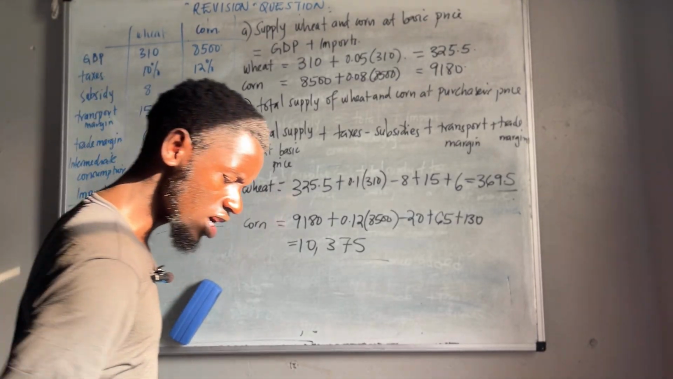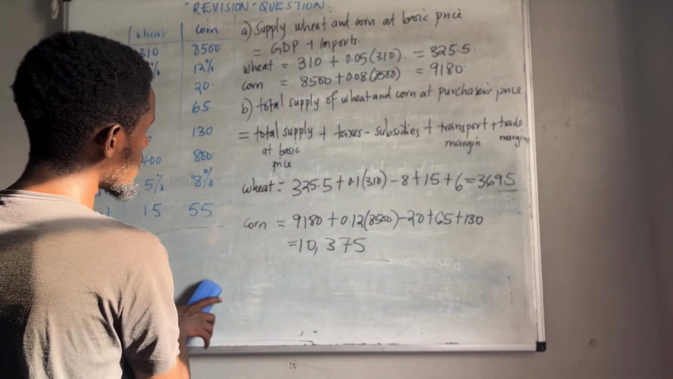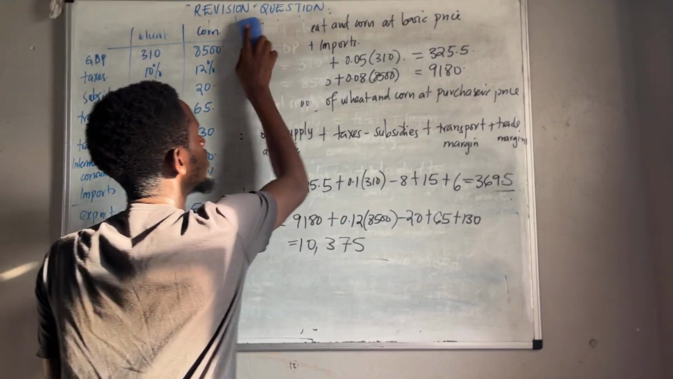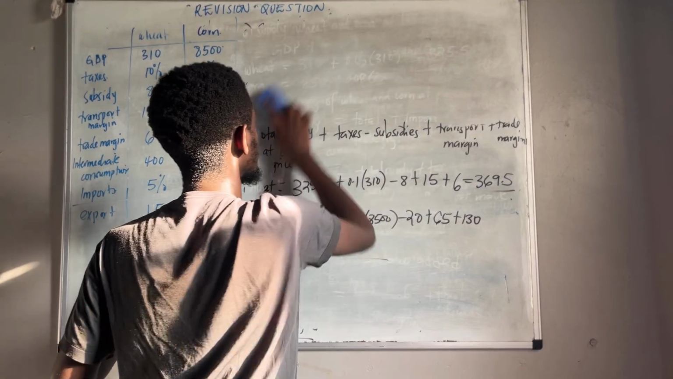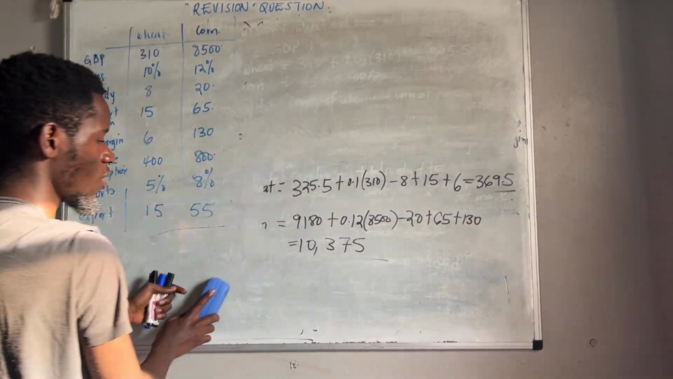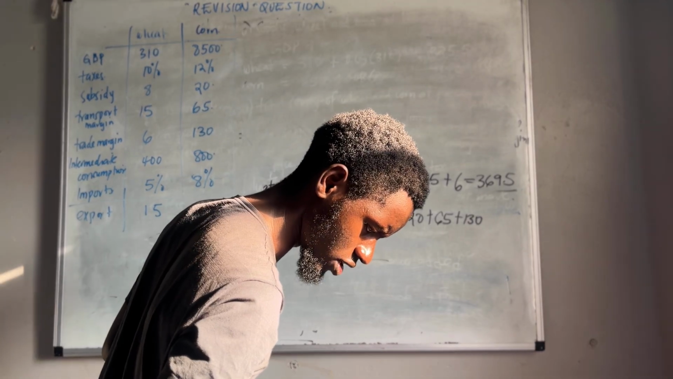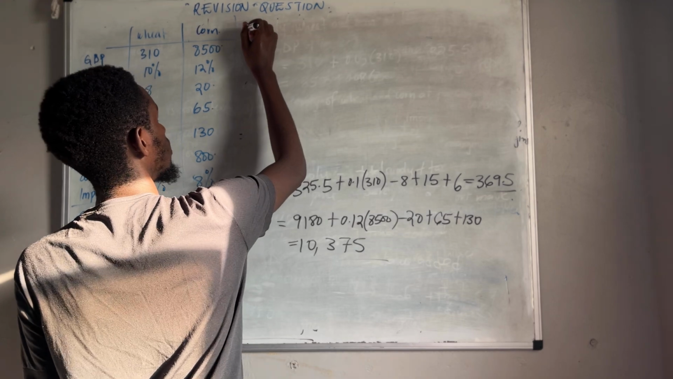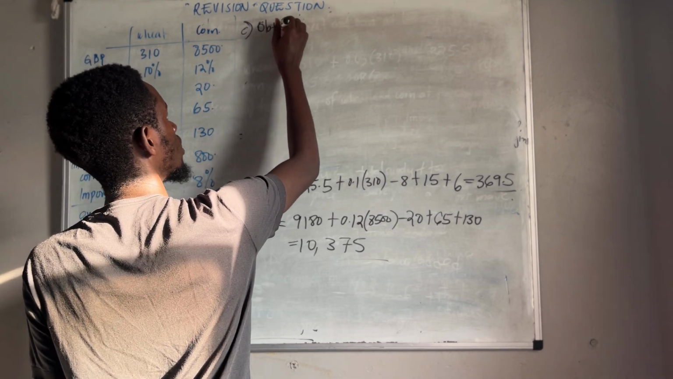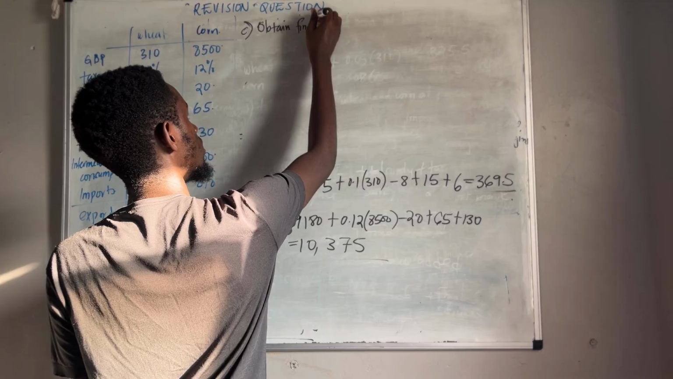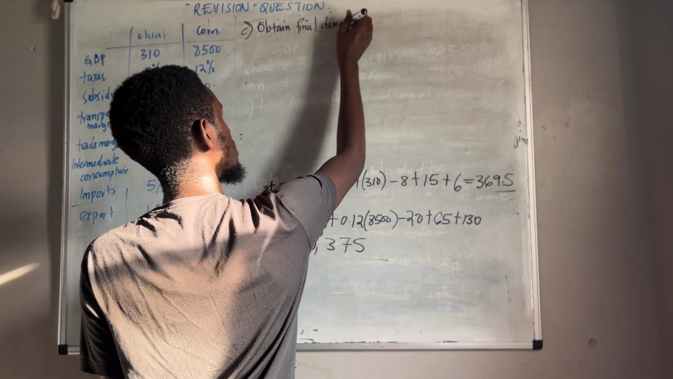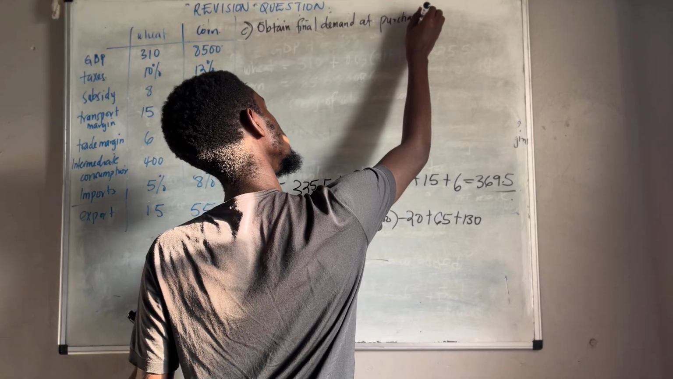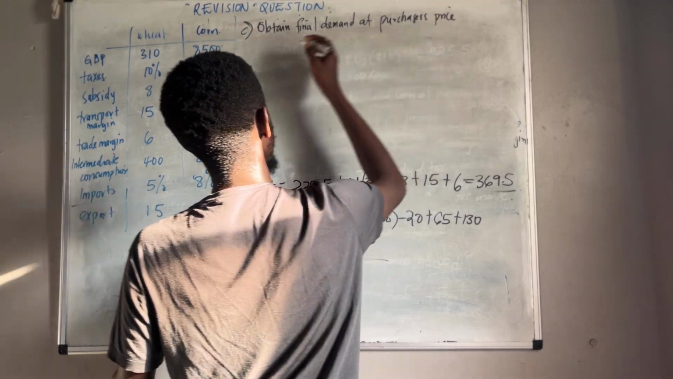Now, for the third part, I think you're okay with this. For the third question, what do they want us to find? Obtain the final demand for wheat and corn at purchaser's price. They want us to find part C, obtain final demand at purchaser's price.